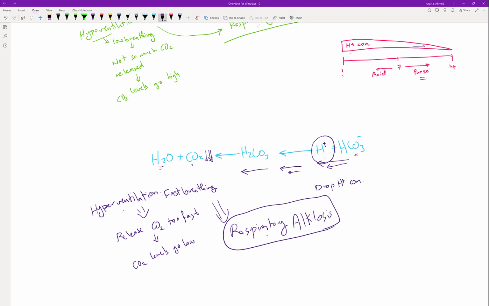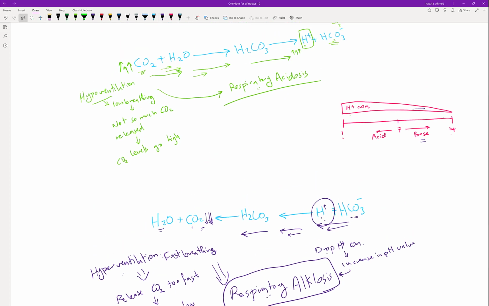Hyperventilation will give respiratory alkalosis because we are trying to compensate for the CO2, and in order to do that we need to take the bicarbonate. But taking the bicarbonate and converting it to CO2 means we will consume the hydrogen ions. Therefore we will have a drop in the hydrogen ions, an increase in pH value, and that is the respiratory alkalosis.